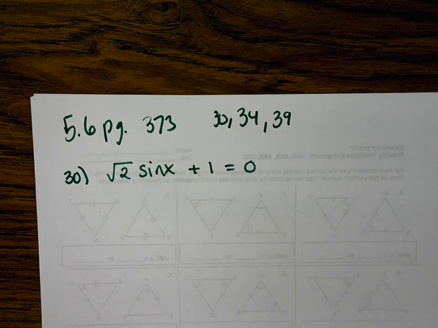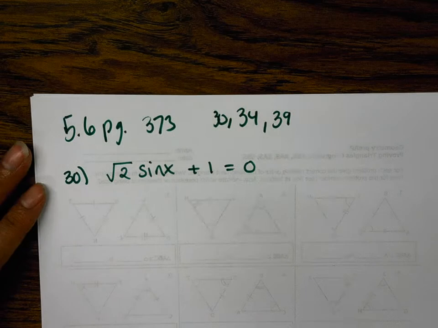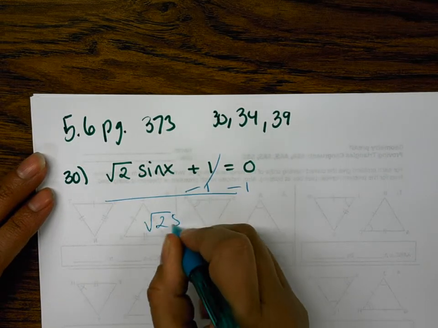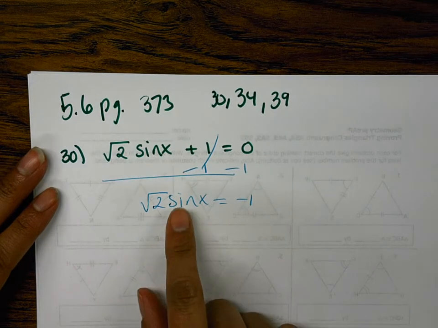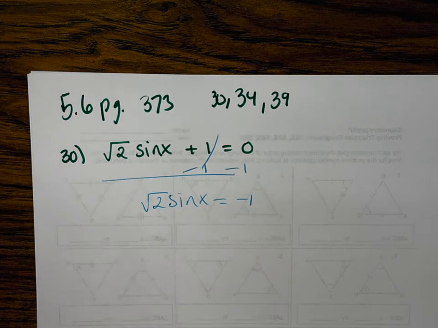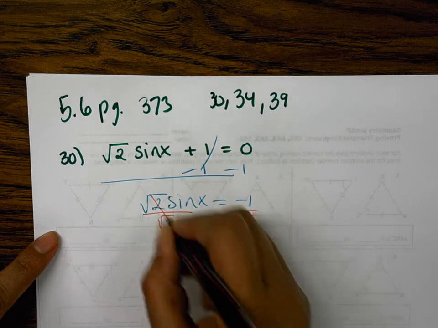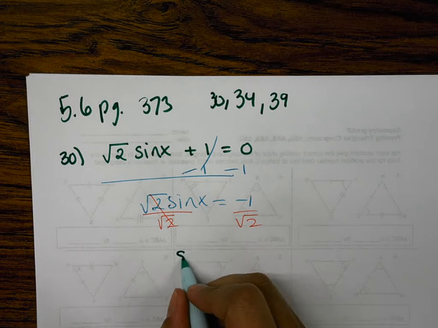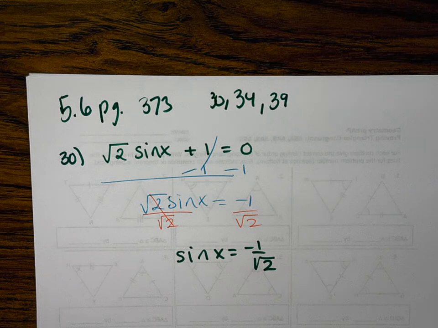All right, root 2 sine x plus 1 equals 0. Trying to isolate the sine x, so we're going to subtract the 1, which gives me root 2 sine x equals -1. What would the next step be for us to get the sine x by itself? Good job. We divide by root 2, which gives me sine x equals -1 over root 2.